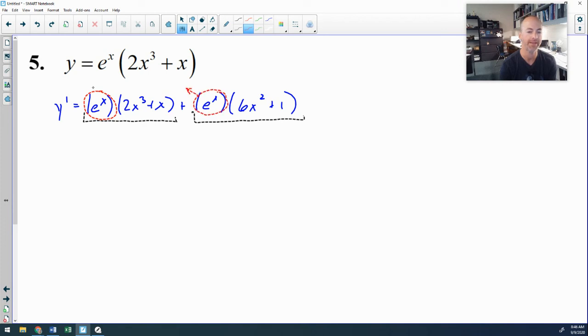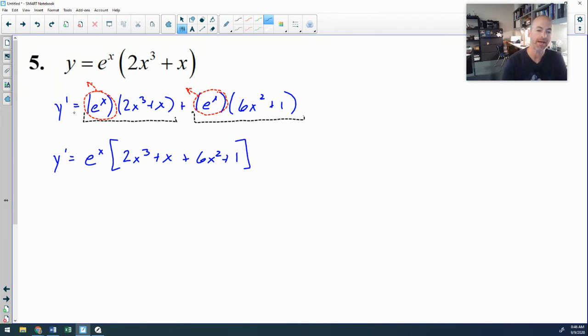So I'm going to take that e to the x out, take that e to the x out, and I'm going to rewrite my first derivative as e to the x times, I have 2x cubed plus x, I took that e to the x out, plus 6x squared plus 1. And when I factored that e to the x out, I changed my first derivative from two products, this product plus that product, to a single product, and my second derivative just got a lot quicker because I only have one product rule to think about.